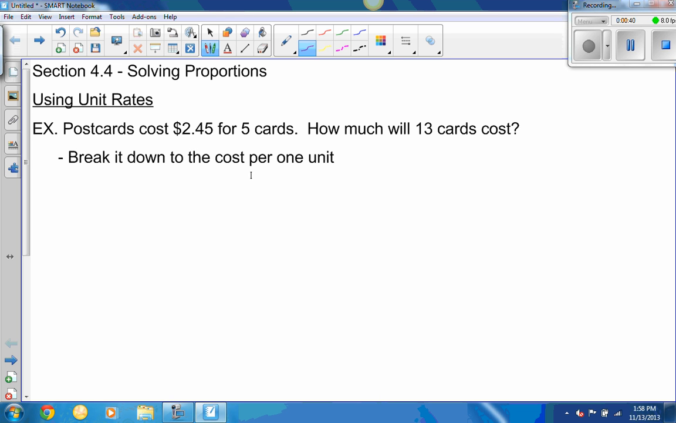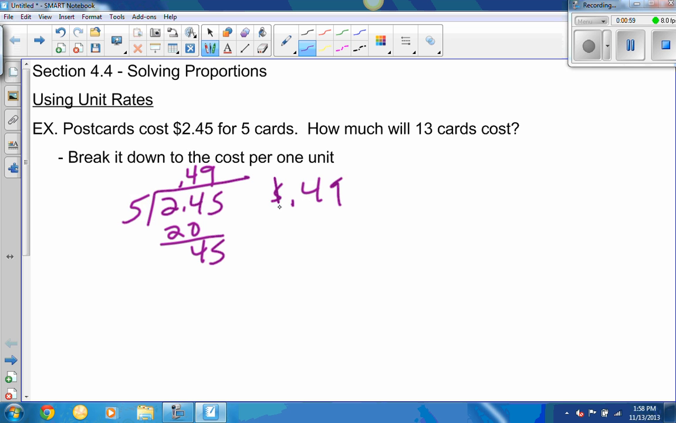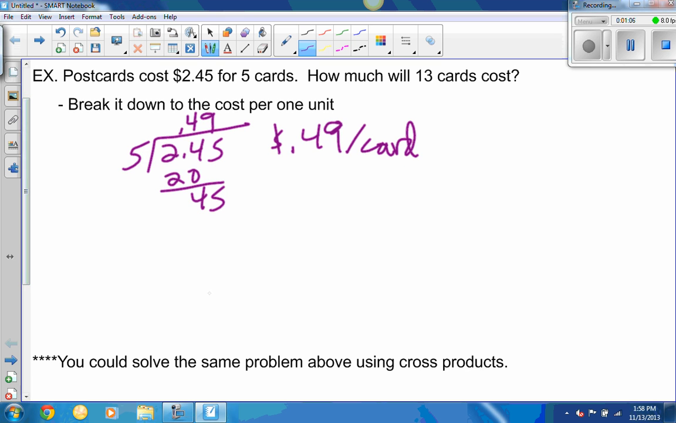Alright, well, first thing I'm going to do is break it down to the cost per one card. So $2.45 for 5 cards. If I divide it by 5, I should be able to find out how much it is for one card. So 49 cents per card. That's the unit cost. That's what we just got done covering. Then I'm going to use that to be able to find my answer.